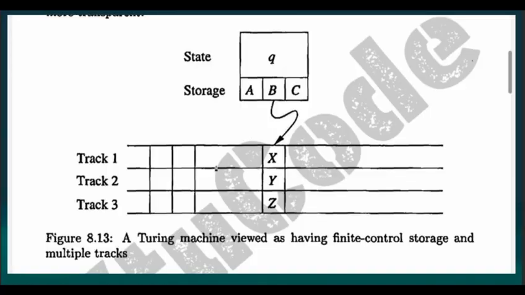Here in figure 8.13, a Turing machine is viewed as having finite control, storage, and multiple tracks. The tape is like a spreadsheet where each cell can have multiple layers. For example, track 1 has X, track 2 has Y, and the last track 3 is for Z. This allows the TM to store the original input on one track and temporary marks on another without overwriting anything. This is extremely useful for pattern matching and comparison tasks.